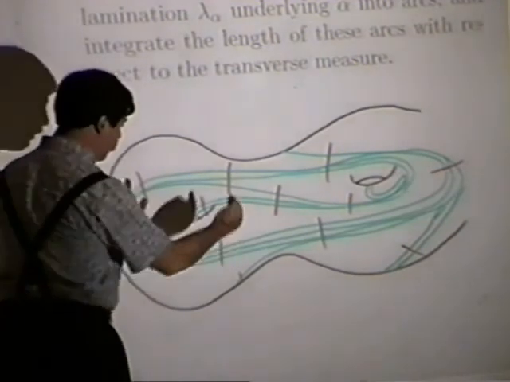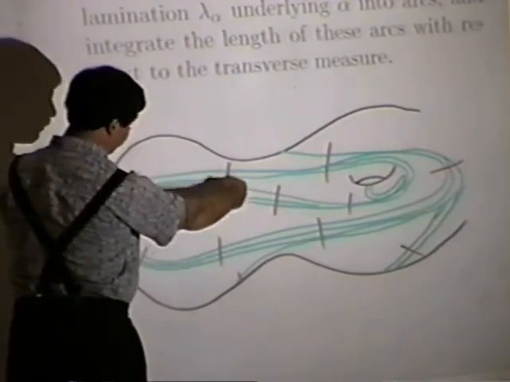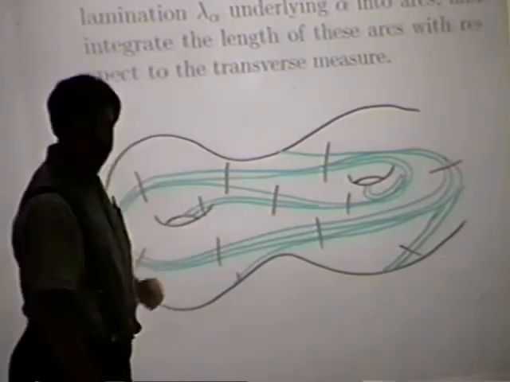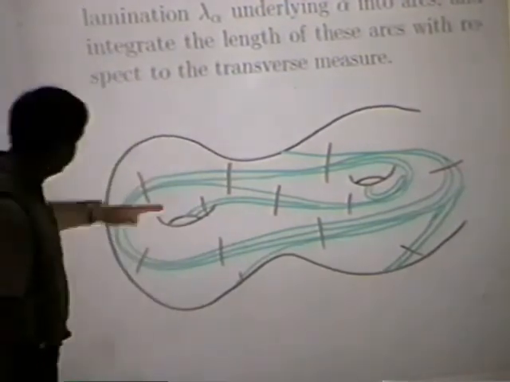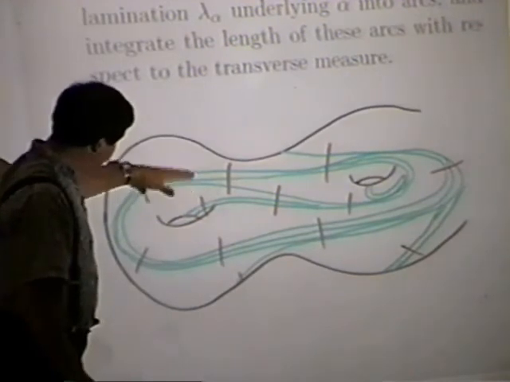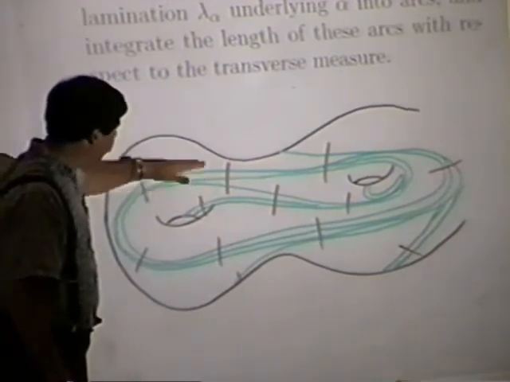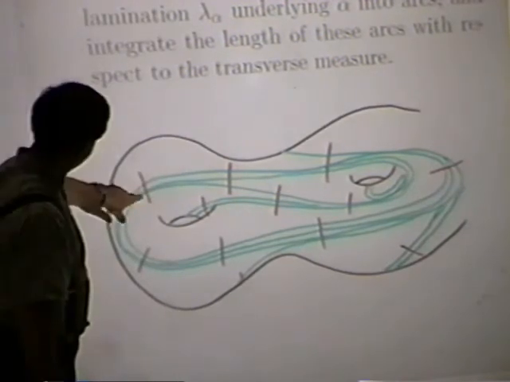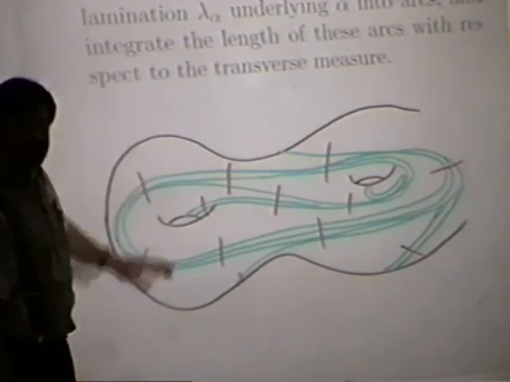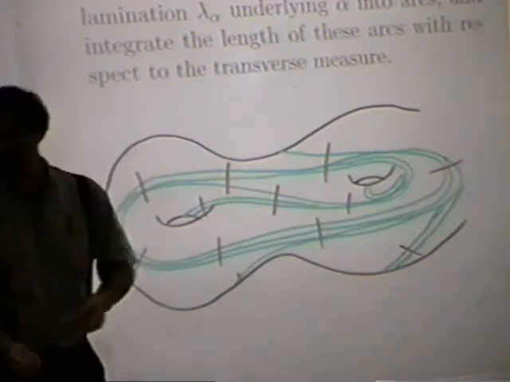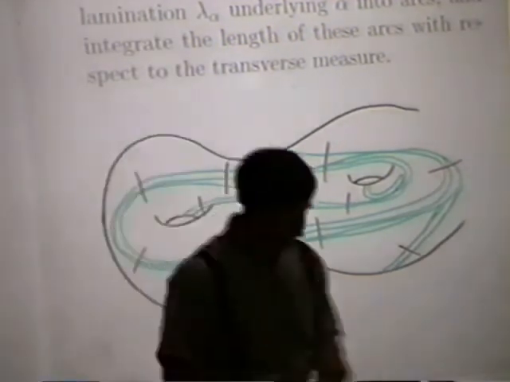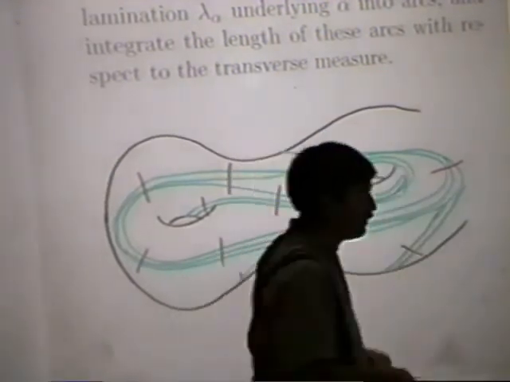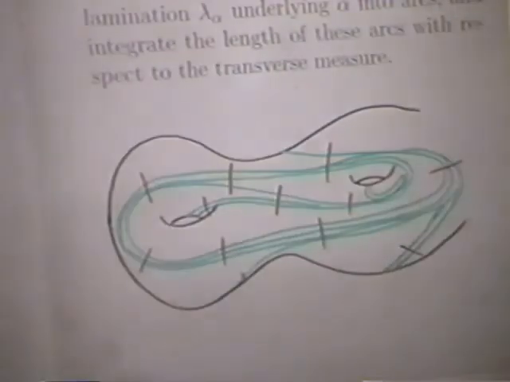Again, the key point is that you take the length of this arc and you integrate with respect to the transverse measure. Then for continuity, once you understand that, if you vary the measured lamination, the length of this arc varies continuously, and the measure varies continuously too, so the length should vary continuously. That's not a proof, but that's the idea. So it's continuous. But the question is, is it differentiable?